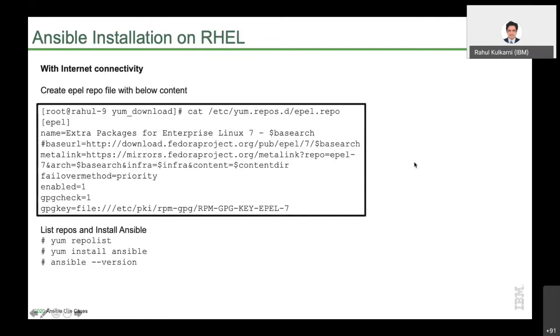And if you want to install Ansible on Red Hat Linux, you need to create the EPEL repo. For EPEL repo creation, you need to create a file in yum.repos.d, with some name, something like epel.repo, with content similar to this. And then if you do yum repolist, it will list the newly created repo. And then after that, you can do yum install ansible. This will install Ansible on Red Hat Linux.